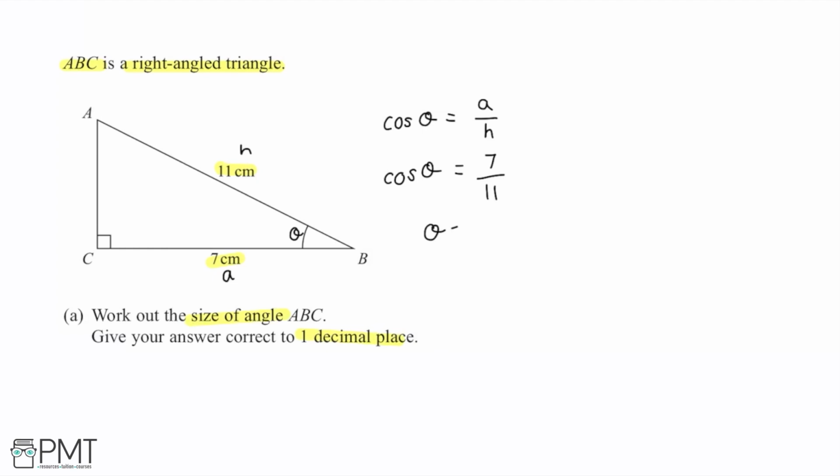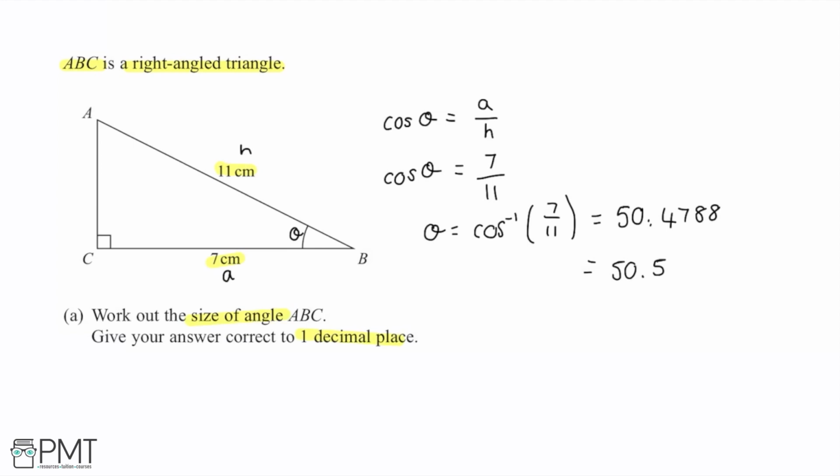So theta is the inverse cos of 7 over 11, and if we calculate that using our calculators, we get an answer of 50.4788 degrees. However, the question asks for our answer to 1 decimal place, so I can round that to 50 point, and then here we have the 7, which means that the 4 is going to round up to 5 as 7 is greater than or equal to 5, so 50.5 is the final answer here.